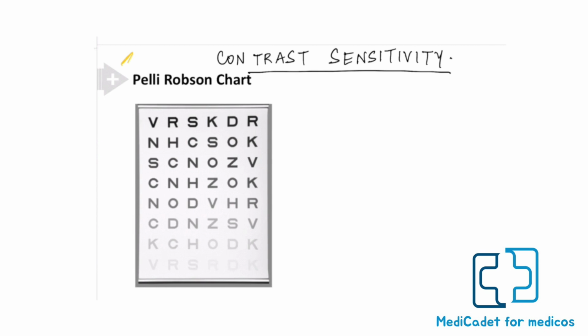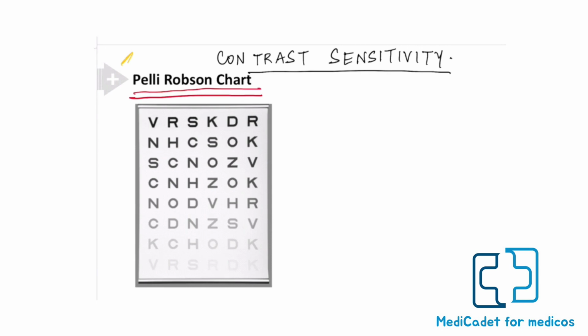So look at this chart. The name of this chart is Pelli-Robson chart, and this is used to evaluate contrast sensitivity. Now you can get this as an image-based question. You can get this chart and you may be asked what is the name, what is this used for. So how do you identify this chart? See, the size of all the letters here is the same. So it is not a visual acuity chart. In a visual acuity chart, the size of the letters will decrease. Here the size of the letters is not decreasing. But what is decreasing? The brightness of the letters, right?